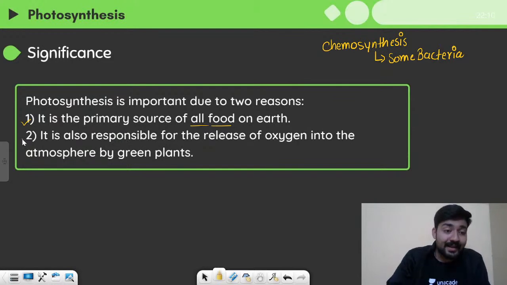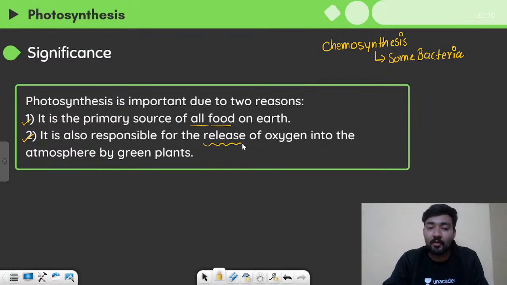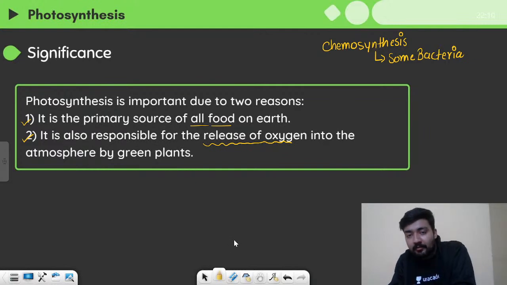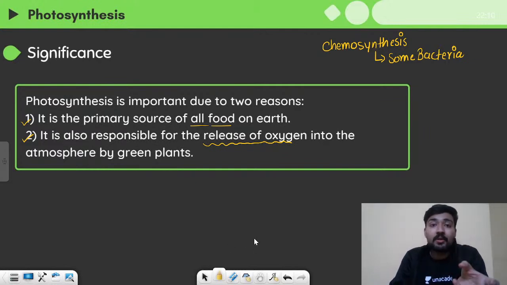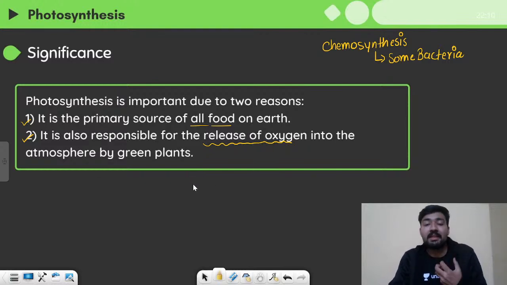All right, and the second significance is that it is responsible for the release of oxygen. So photosynthesis not only prepares food, but it also releases oxygen, using carbon dioxide, into the atmosphere, because oxygen is necessary for respiration in all the animals.